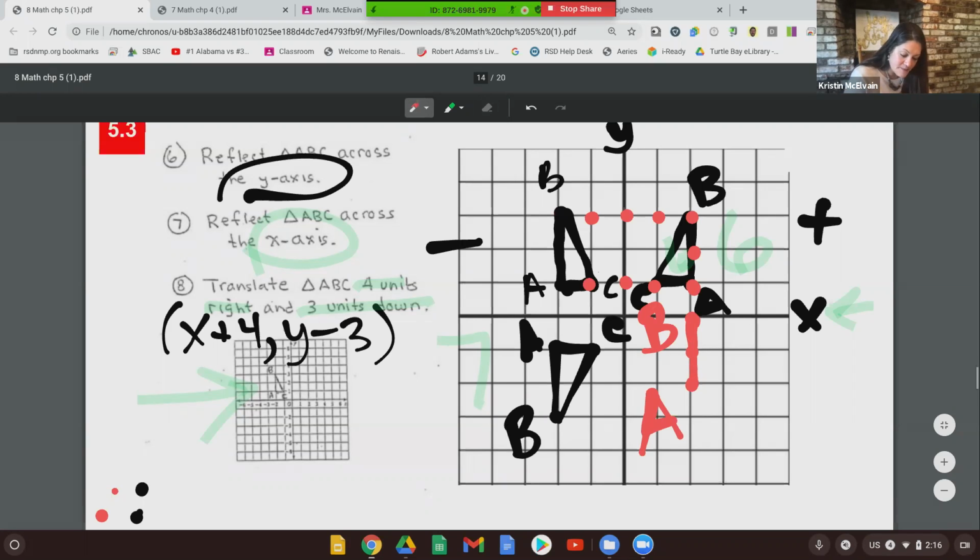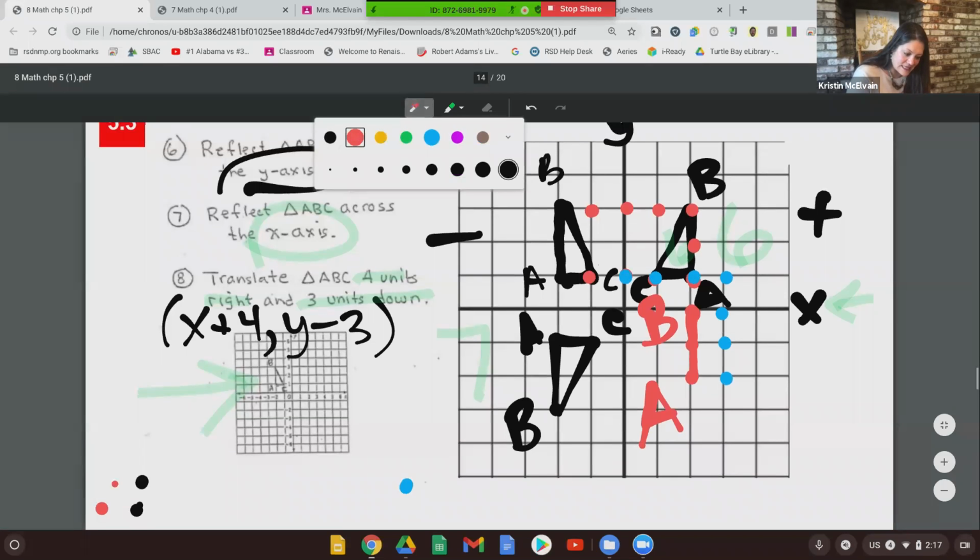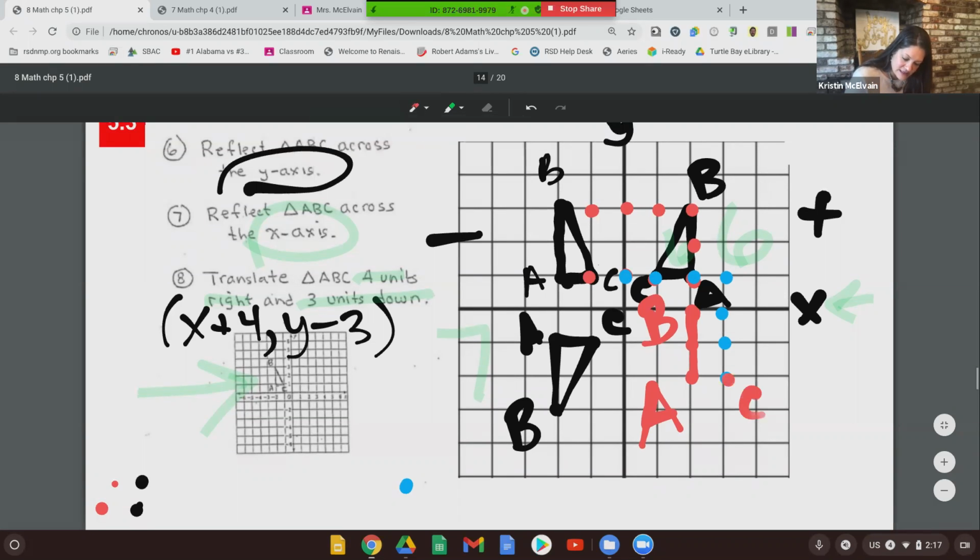Now let's do C. So C, oh, I kind of feel like I need a different color. So here's C. We're going to count 1, 2, 3, 4, down 3. 1, 2, 3. And we'll make it go back to red so that they can match. That is C. There is number 8. All righty. So that is reflection and translation.